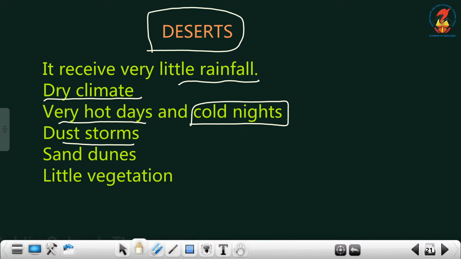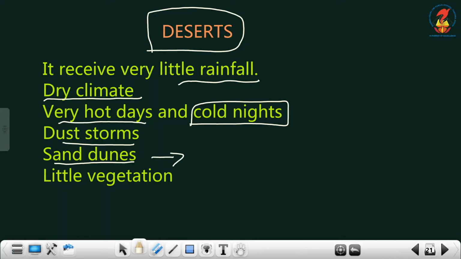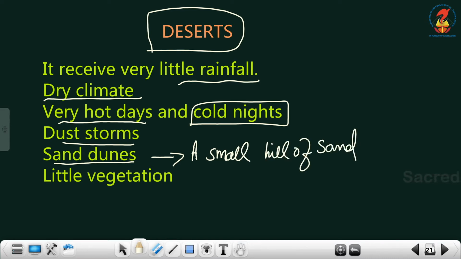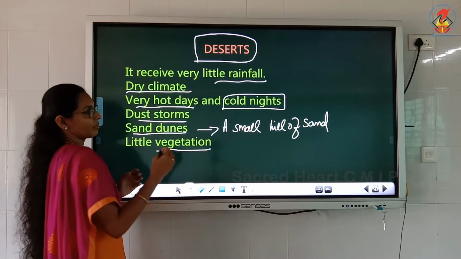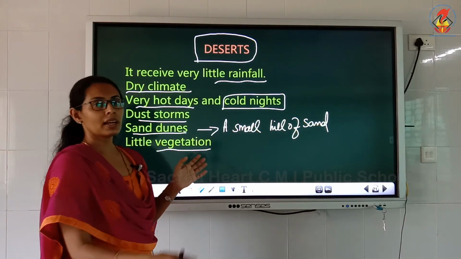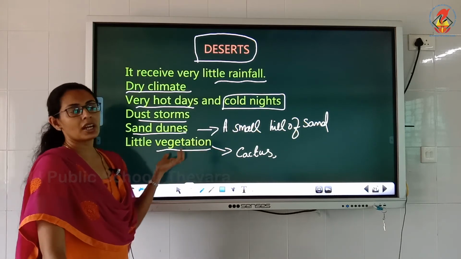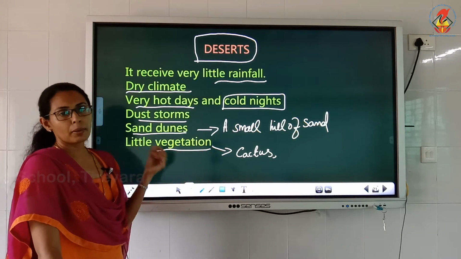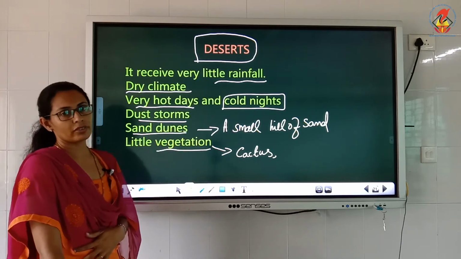And dust storms. Storms always occur, but they carry dust. And sand dunes. Sand dunes, we know, are small hills of sand. So these sand dunes are common in the desert, and there is very little vegetation. Only some cactus and some kinds of bubble, they only can grow in this area. Clear? So these are the features of the desert.